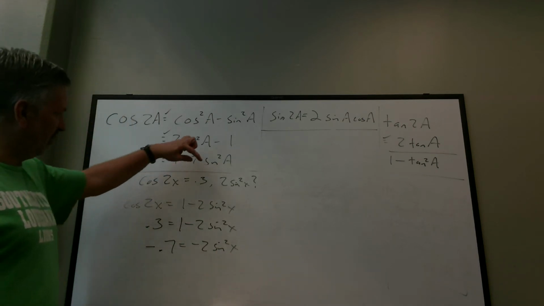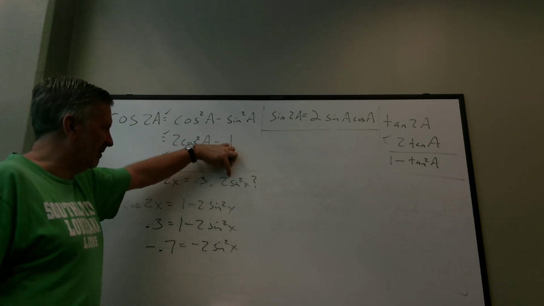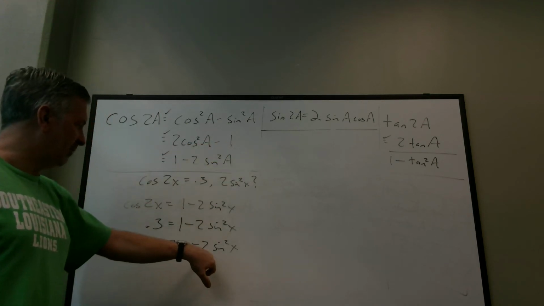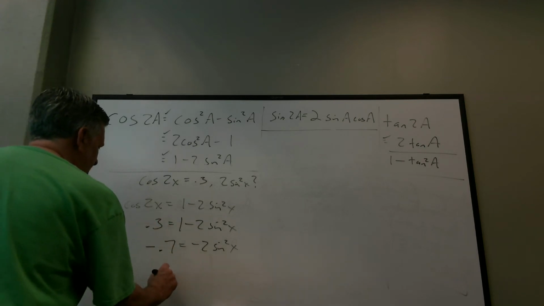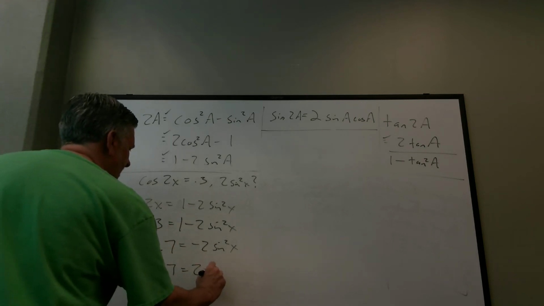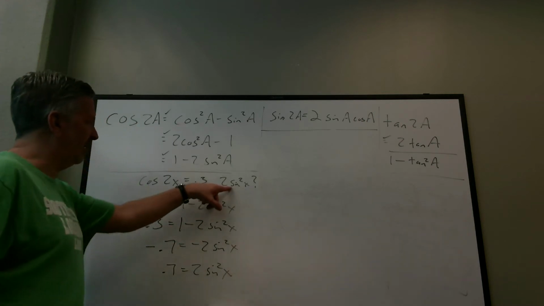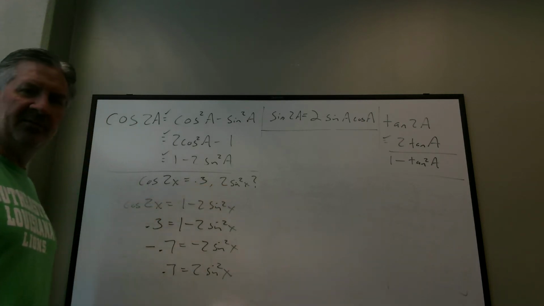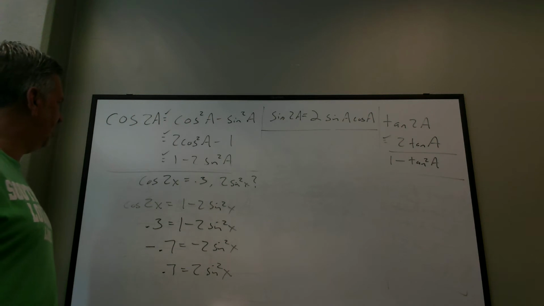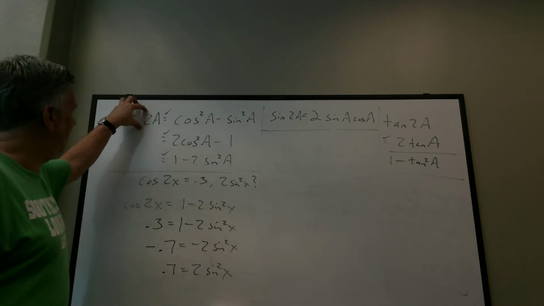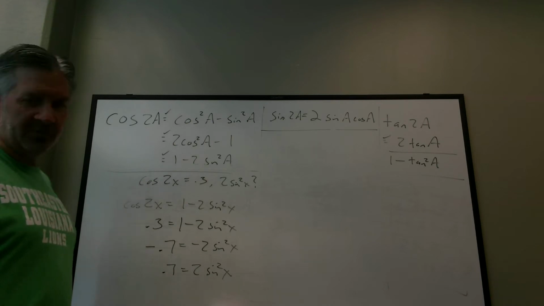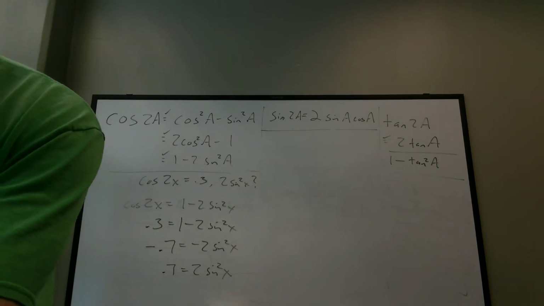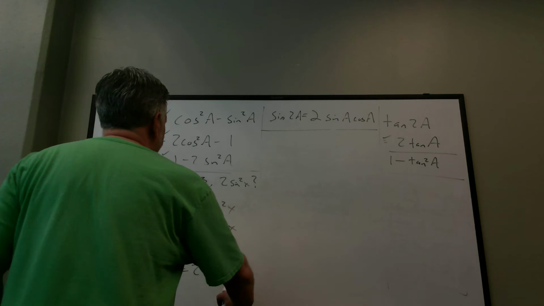But remember what the problem asked for. The problem asked for 2 sine squared. So you don't want to get rid of the 2, you just want to get rid of the minus sign. So if you multiply both sides by negative 1, you get 0.7 is 2 sine squared x. So that's what they wanted. So 2 sine squared x is 0.7. Okay, so notice what this identity did for me. I knew something about this, and I wanted to find something about that. So that's that example.